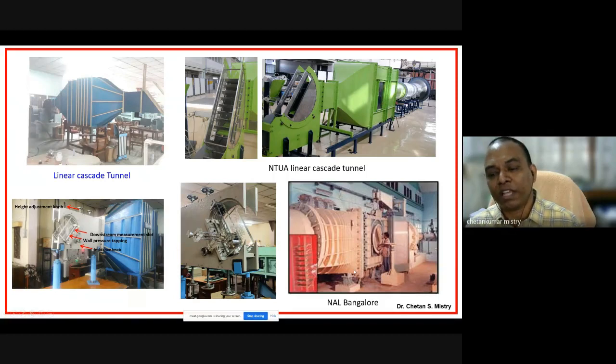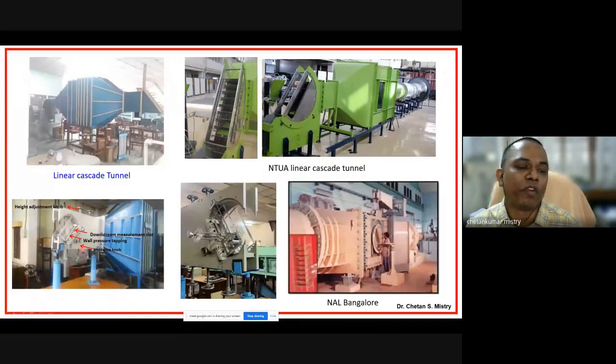This is a cascade tunnel that's available at NAL Bangalore. That's transonic testing. It's a blowdown, so you can do the testing for Mach number up to 1.5. What you are looking at is subsonic. I can go with a maximum velocity of 50 meters per second, but it depends on what kind of experimentation you are doing.